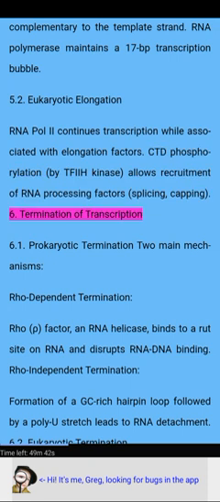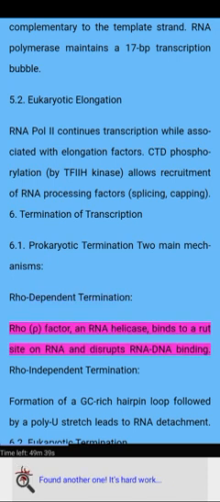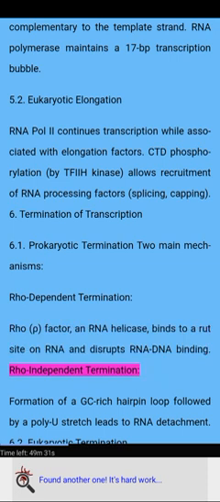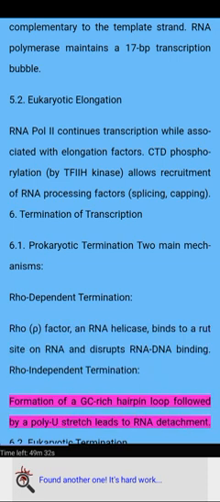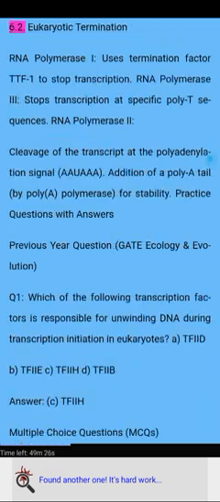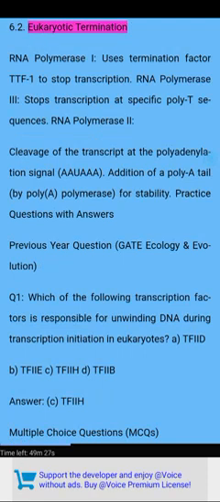6. Termination of transcription. 6.1. Prokaryotic termination has two main mechanisms. Rho-dependent termination: Rho factor, an RNA helicase, binds to a rut site on RNA and disrupts the RNA-DNA hybrid. Rho-independent termination: formation of a GC-rich hairpin loop followed by a poly-U stretch leads to RNA detachment. 6.2. Eukaryotic termination. RNA polymerase I uses termination factor TTF1 to stop transcription. RNA polymerase III stops transcription at specific poly-T sequences. RNA polymerase II: cleavage of the transcript at the polyadenylation signal, AAUAAA.